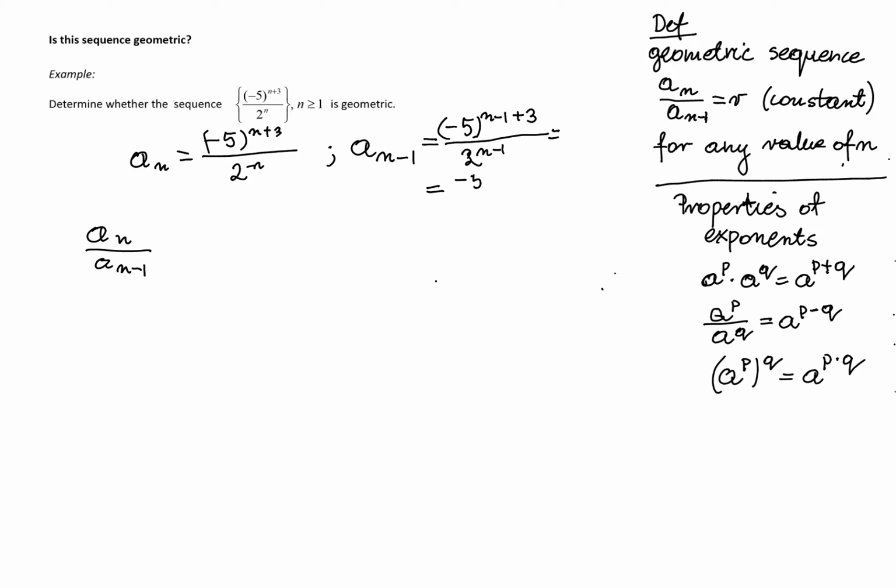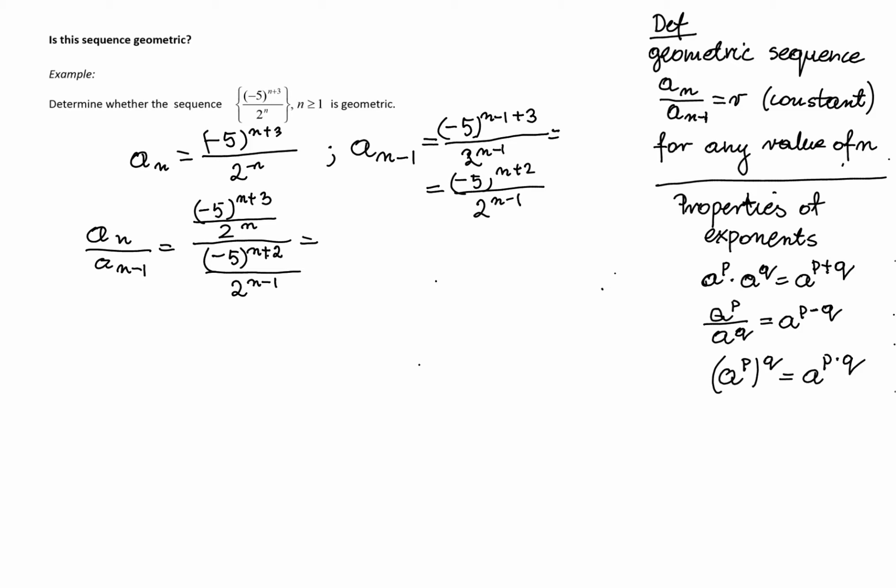After simplifying, on the top we'll have negative 5 to the power n plus 2, and on the bottom we'll have 2 to the power n minus 1. Now we are ready to look at the ratio. So a sub n is a fraction, negative 5 to the power n plus 3 over 2 to the power n. And a sub n minus 1 is also a fraction. Numerator is negative 5 to the power n plus 2. And the denominator is 2 to the power n minus 1.